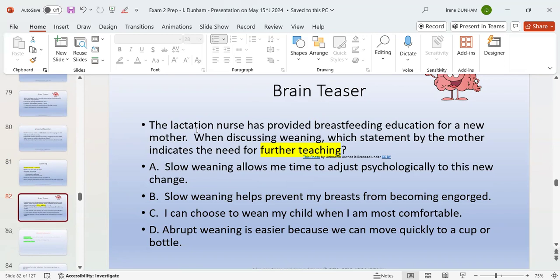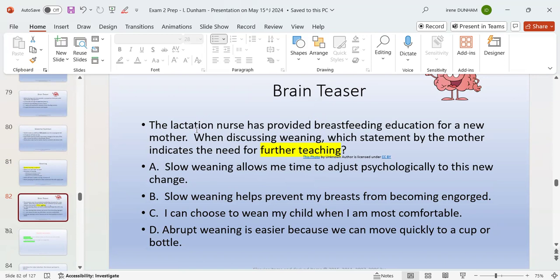Slow weaning helps prevent my breasts from becoming engorged. Yeah, that's good too, right? C is I can choose to wean my child when I'm most comfortable. No, yeah, that's the need for further teaching. And then look at D. Abrupt weaning is easier because we can move quicker to a cup or bottle. Oh.